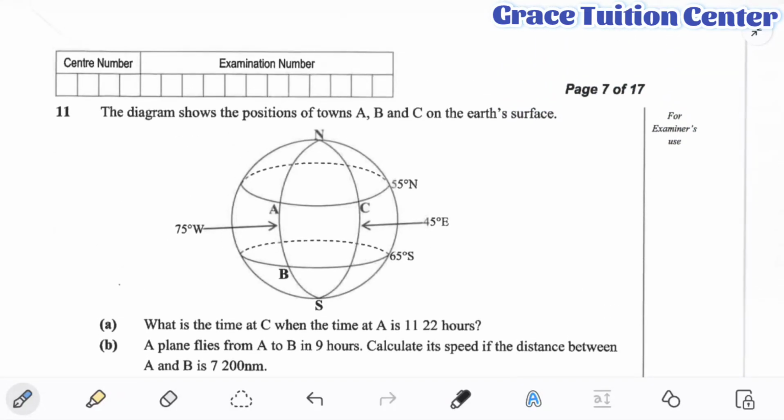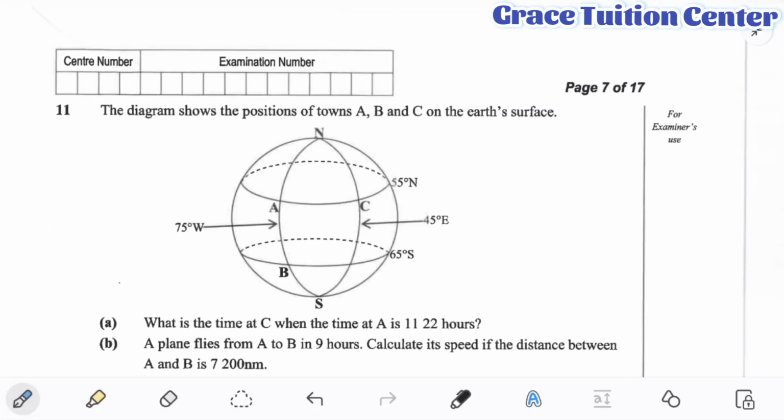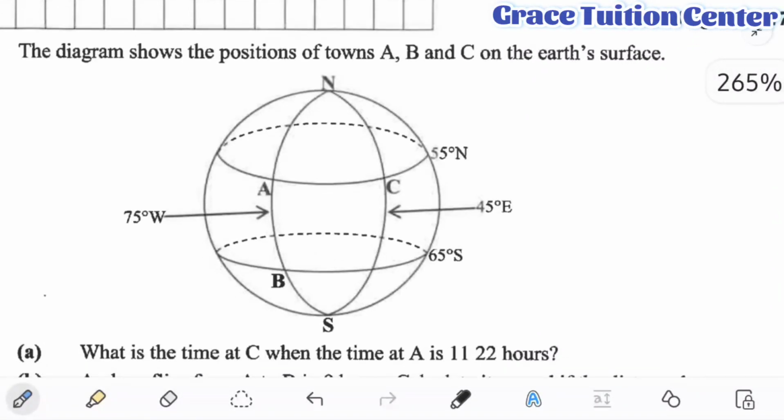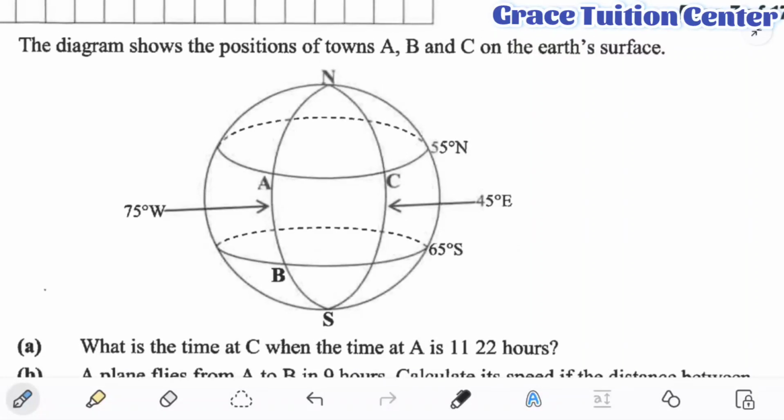The next question is question 11. In this question, the question is on earth geometry. This is an earth geometry question, and earth geometry is one of the simplest topics in mathematics, so there's no need really to stress about it. The question says, the diagram shows the positions of town A, B, and C on the Earth's surface. So we have town A here, town B here, and town C there.